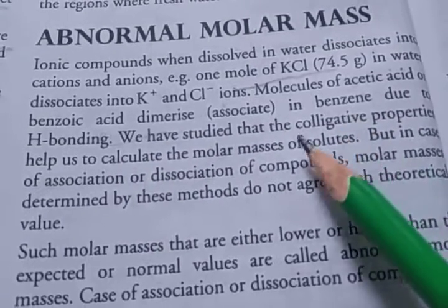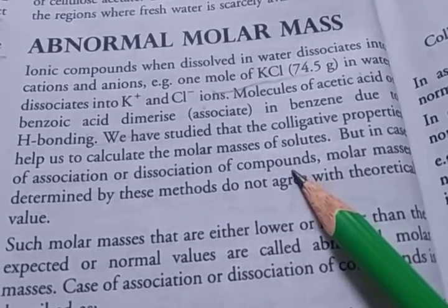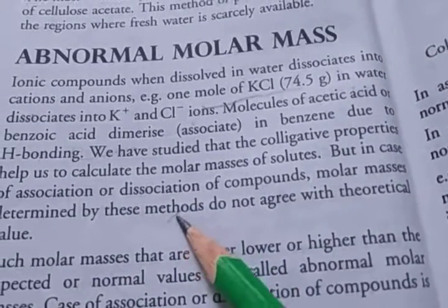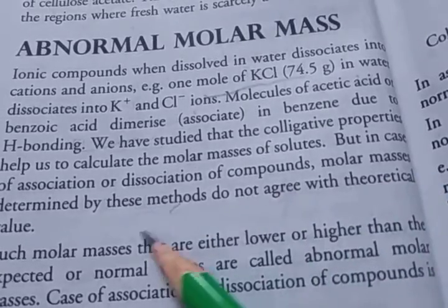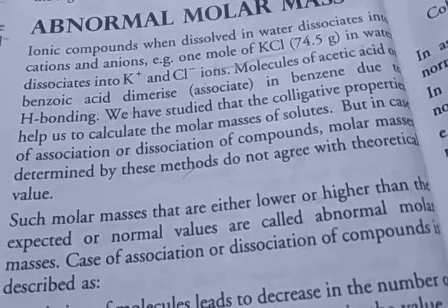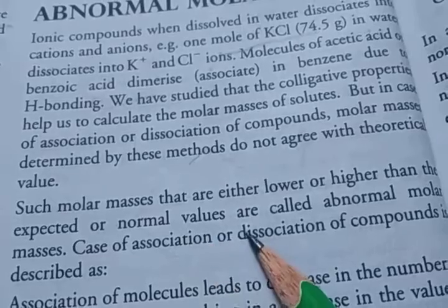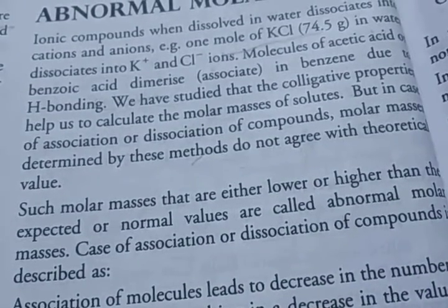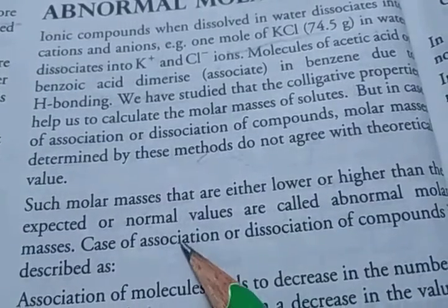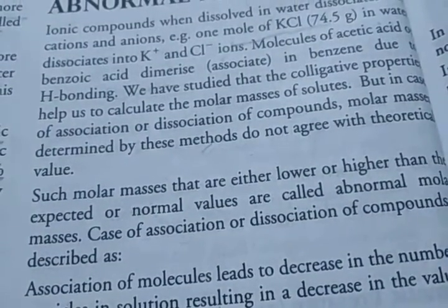We have already studied colligative properties, so we can easily calculate the molar mass of the solute. But with association and dissociation of the compound, the molar mass determined by these methods does not agree with the theoretical value. Such molar masses that are either lower or higher than the expected or normal values are called abnormal molar mass.